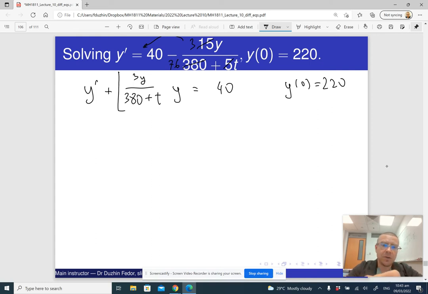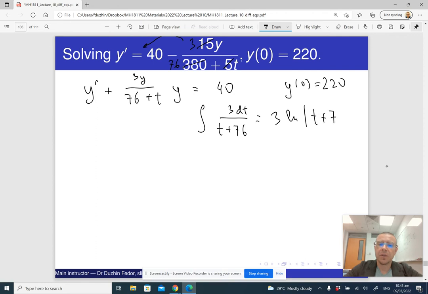Okay, the first step is to find the integrating factor, right? To find the integrating factor, I need to integrate the coefficient at y. So the integral of 3 over t plus 380. Sorry, not 380, of course it is 76. Yeah, sorry about that. 76 dt is going to be just 3 times logarithm of absolute value of t plus 76.